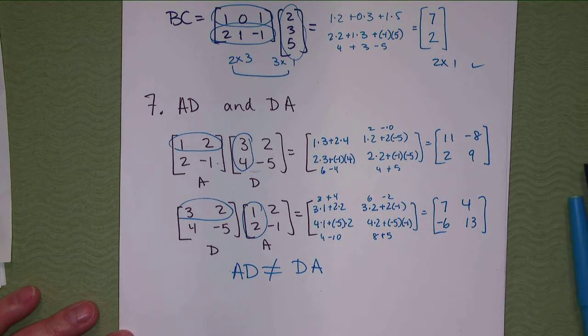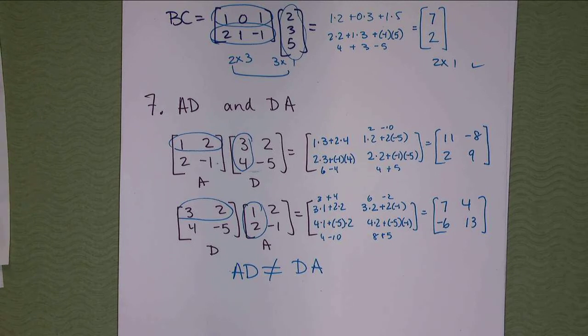Can that ever happen that they are equal? Is there any possibility in the world that I could find that you multiply two matrices both ways and actually get the same answer? Yes, if they are inverses of each other. Inverses will give the identity either way. All right, that's the only ones.